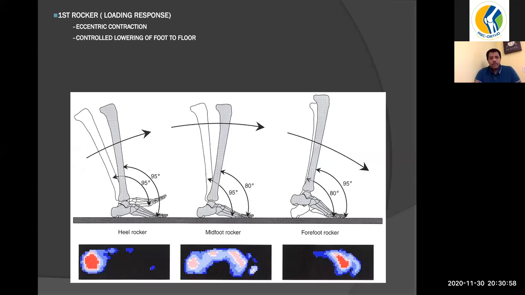So to understand the biomechanics and the relation between the gait cycle, muscles, ligaments, joints, bones, and the footprint, I bring this diagram, and we will divide the gait together into three main components, which are heel rocker, mid-foot rocker, and forefoot rocker.